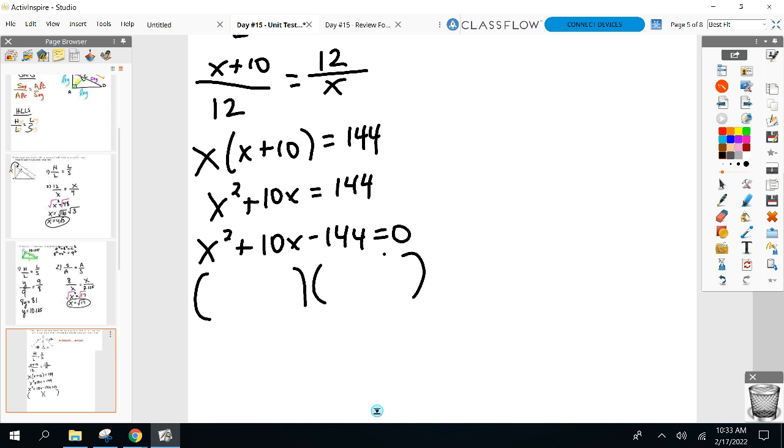What are you looking for? Two numbers that multiply to negative 144 and add to 10. Yeah, there are some large numbers, but you guys have calculators you can play around with. Two numbers that are 10 apart, that'll multiply to 144, and I believe it's 18 and 8. If I want them to add to a positive 10, I put plus 18 and minus 8.